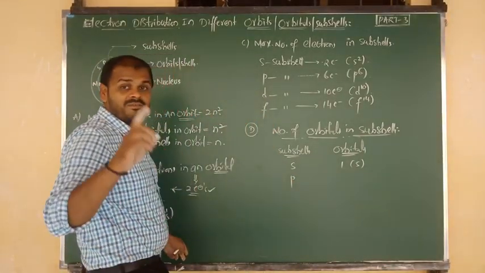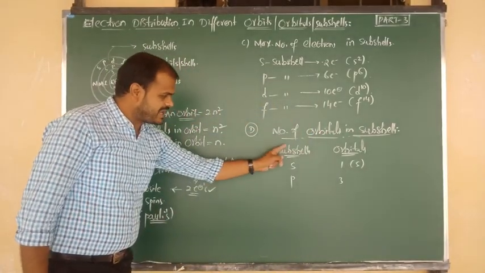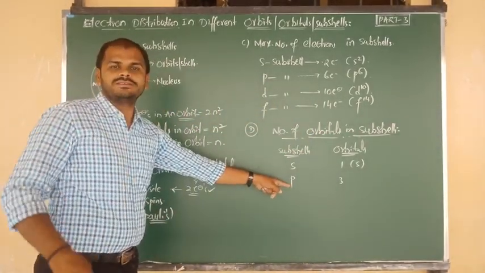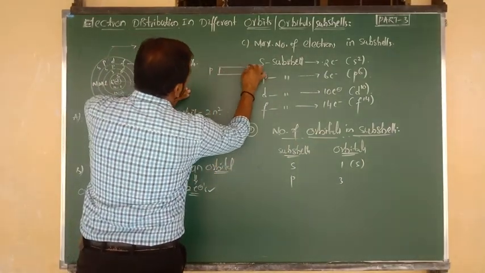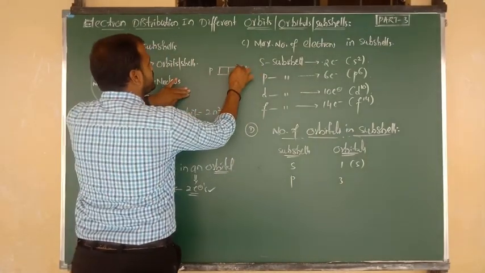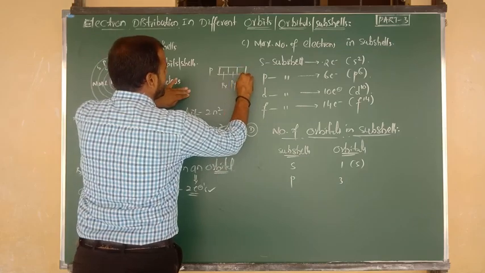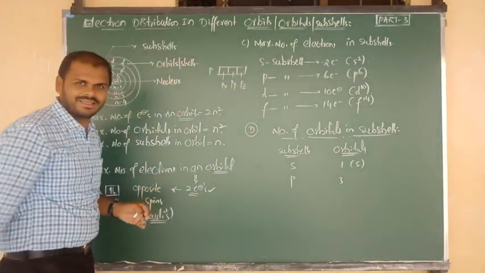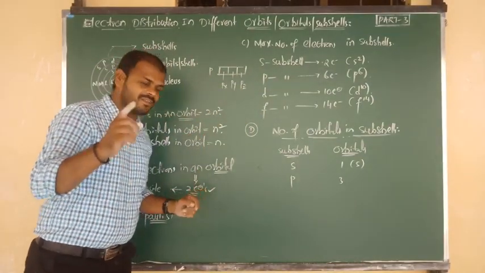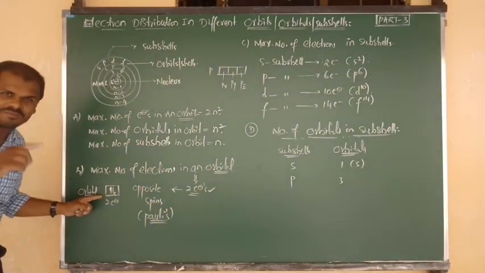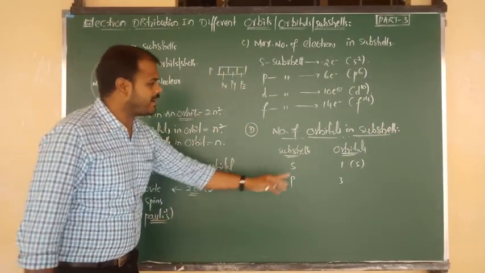And one more is the P subshell. For the P subshell, we can write 3 orbitals. The subshell is p, but orbitals are 3. How? One P subshell contains 3 orbitals: one is px, one more is py, and one more is pz. Understood? This is the symbol of an orbital, one box. So how many boxes are here? 3 boxes.